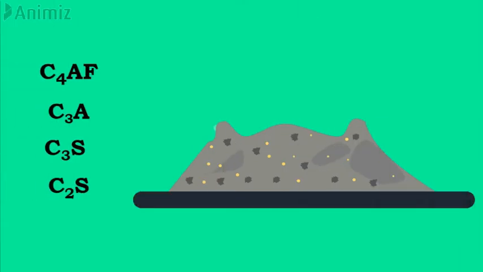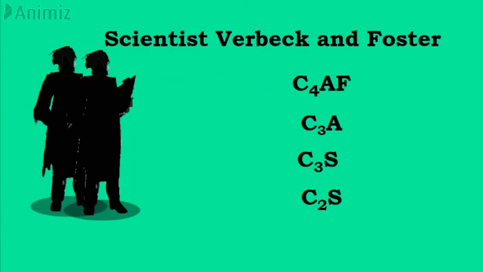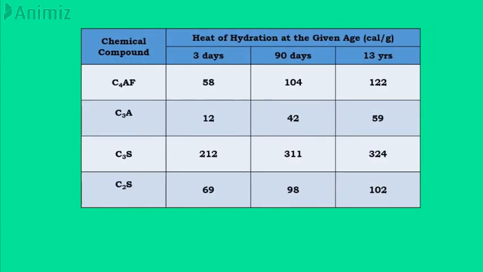The total quantity of heat generated in the complete hydration will depend upon the relative quantities of the major compounds present in cement. From the analysis of heat of hydration of cement, the scientists Verbeek and Foster stated the evolution of heat from the four major compounds of cement, which is represented in the table shown on the screen.